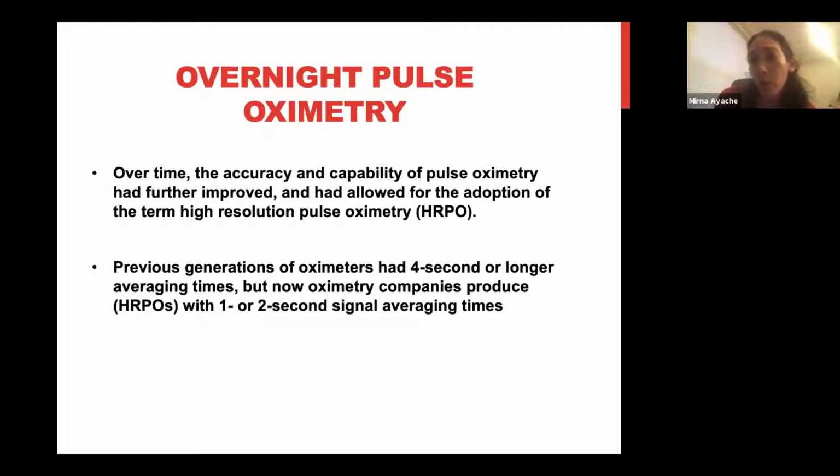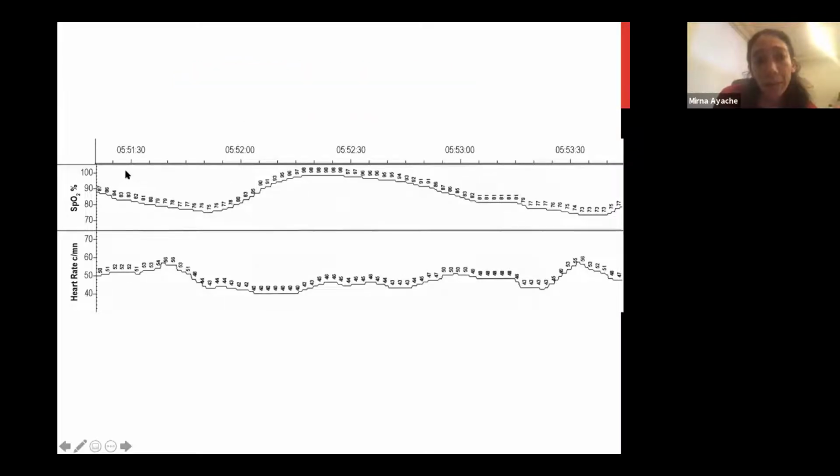So when we are looking at overnight pulse oximetry, or when we're purchasing one for our use, we have to definitely look at the averaging time of the saturation signal to see how accurate it is and how much it is able to provide with high resolution. For example, this is a 30-second time interval, and you can see every 2 seconds you can record an oxygen saturation, and that is an example of a high resolution pulse oximetry waveform.